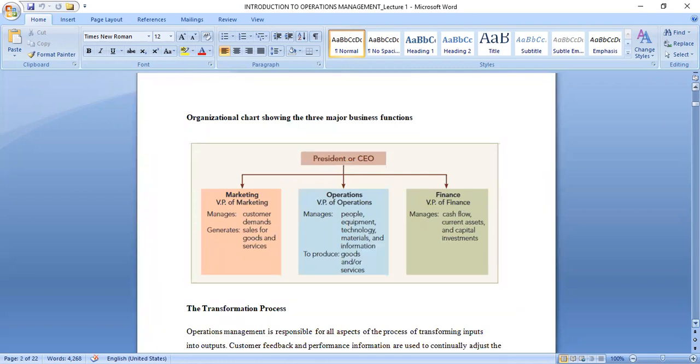So operations management works along with other functions or other departments of businesses. For example, any business should have a marketing department, right? So marketing works along with operations management, and then also we see finance. For example, we can have the marketing department, the operations department, and the finance department. But all of them work together so that an organization can have goods and services.